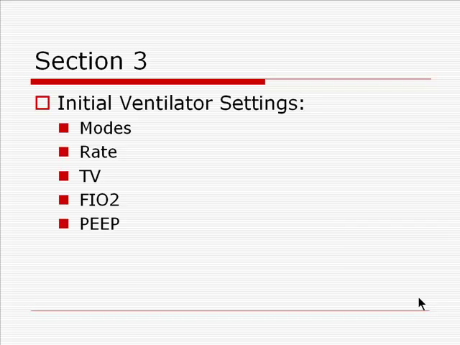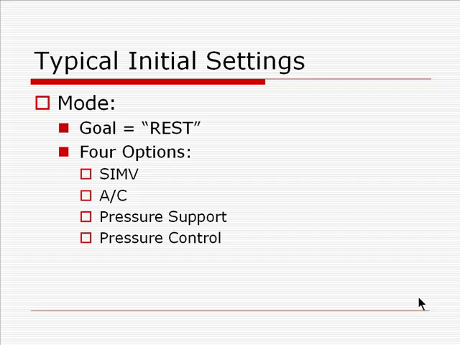In this next section, we will review initial ventilator settings, focusing primarily on the various modes of mechanical ventilation, but also discussing the set rate, tidal volume, FiO2, and PEEP. At the time a patient has to be intubated, your goal is to rest the patient, i.e. to minimize all excessive work of breathing while resolving hypoxemia.